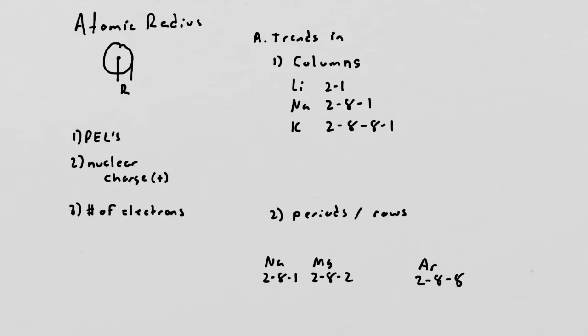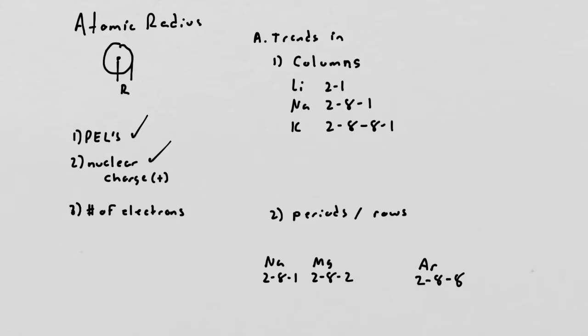Now there's three variables that you look at, and you should look at them in order, in descending order of importance. In other words, if two things have different numbers of principal energy levels, that's the only thing you really need to look at. That should give you a good idea of which one has a larger radius versus a smaller. If the two things you're comparing have the same number of energy levels, you switch to looking at nuclear charge. And if those two things are exactly the same, then the only thing left is to look at the number of electrons.